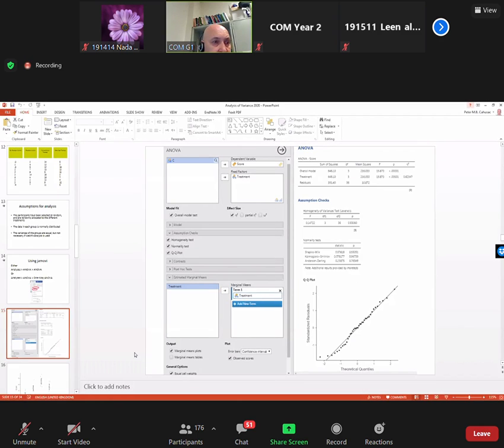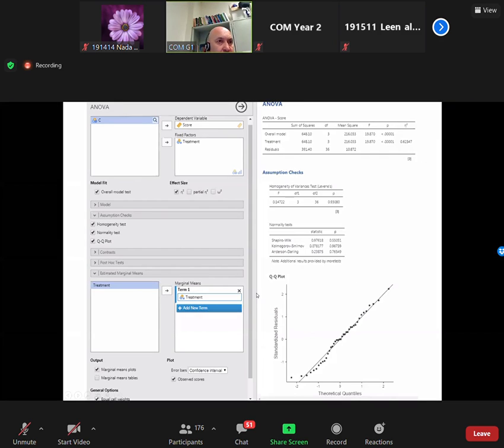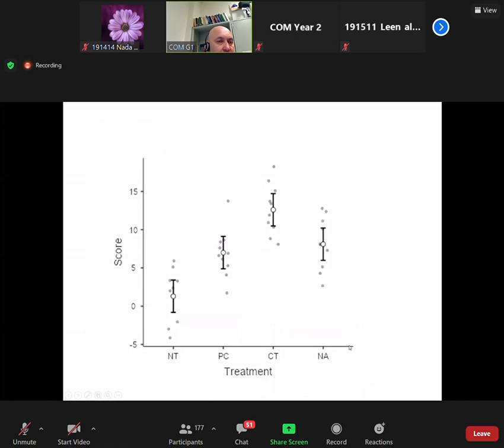And basically this slide shows you that first analysis. So I've selected eta squared here. I'm looking at the three assumption checks. I've copied over treatment to here, and we've got a marginal means plot with the observed scores and so on. So that's fine. Here's that plot.